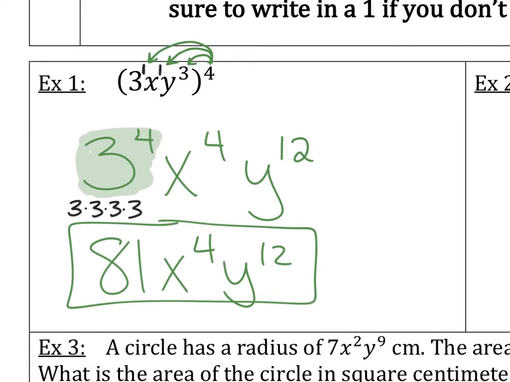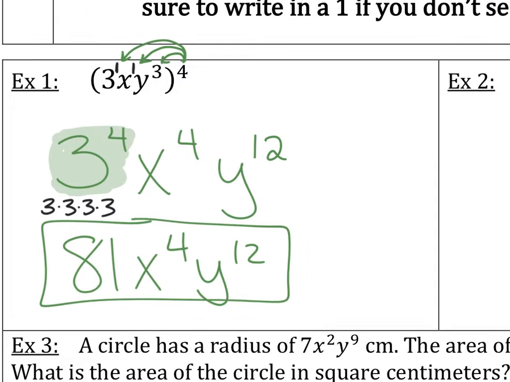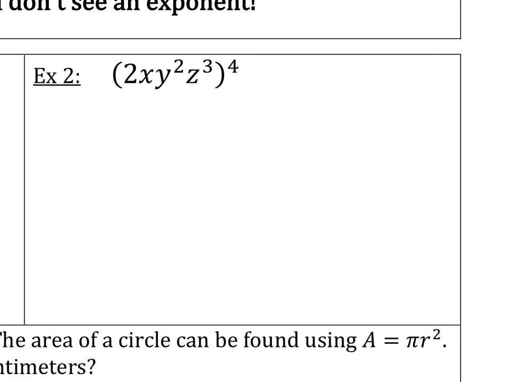And 100% guarantee the test writers, and us, because we wrote some of your tests for this unit, will put 12 x to the 4th, y to the 12th as a wrong answer, because we want to make sure that you know that this is power raised to power. You have a test next class over all of this. We will review. It's fine. All right, those were really good questions. Thank you. Let's try example 2.